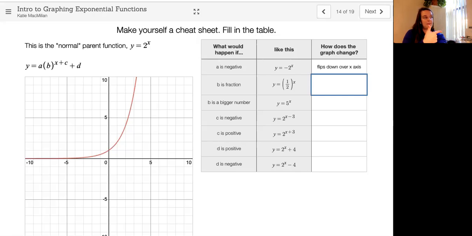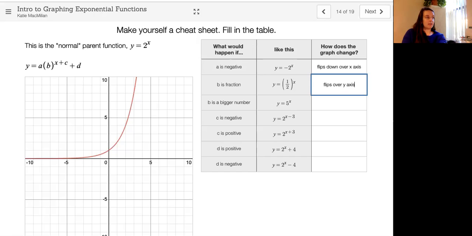Anybody remember? If b is a fraction, so it's not going to flip down, it does flip. Which direction does it flip? It flips over the y-axis. Yes, Jonathan. It flips over the y-axis. So when b is a fraction, it flips over.